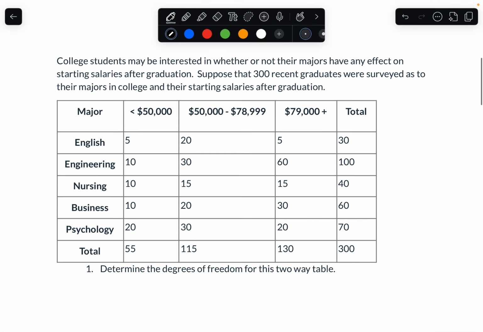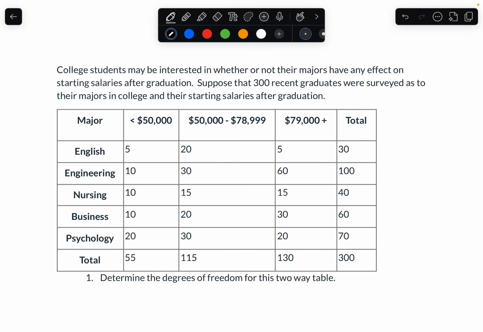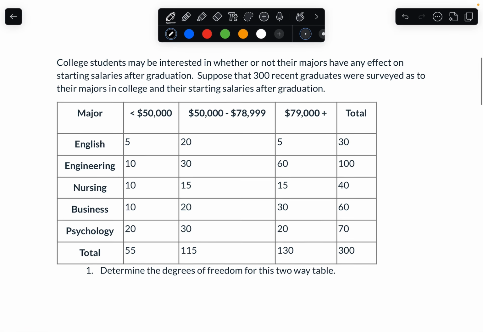We're going to wrap up this section by looking at one final example and try and bring in all of the same ideas that we've been looking at up until this point. So in this case, college students may be interested in whether or not their majors have any effect on their starting salary after graduation. Suppose that 300 recent graduates were surveyed as to their majors in college and their starting salary after graduation.